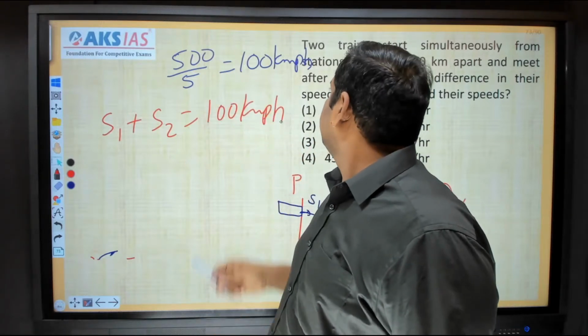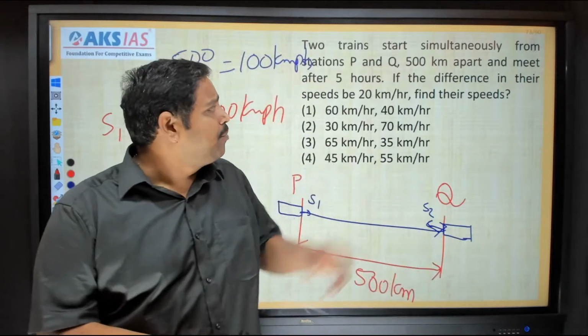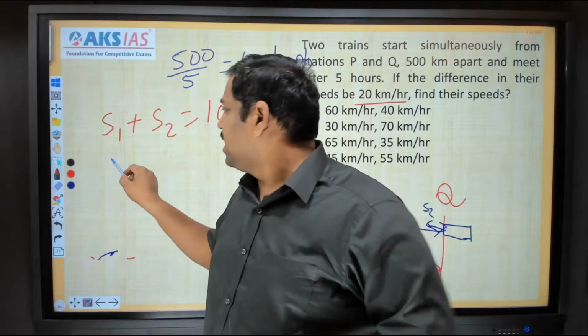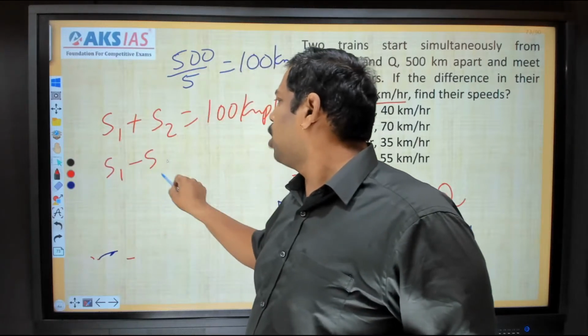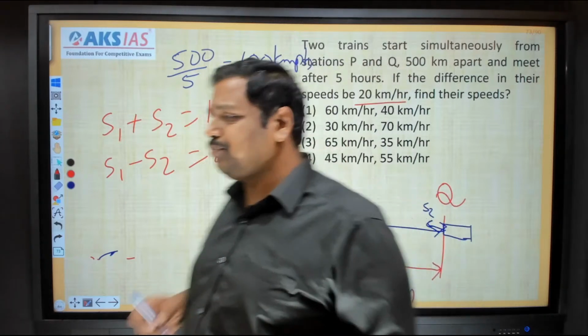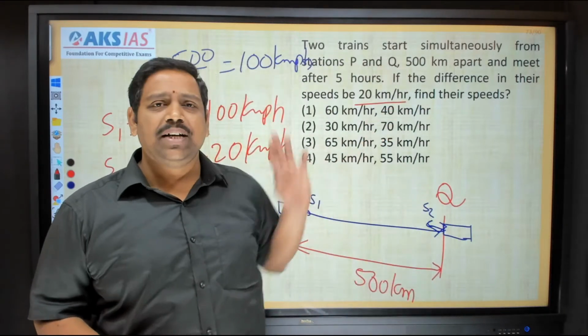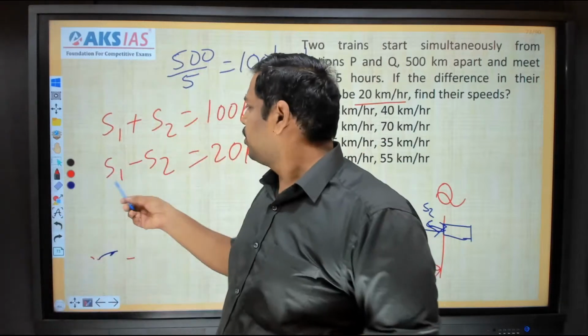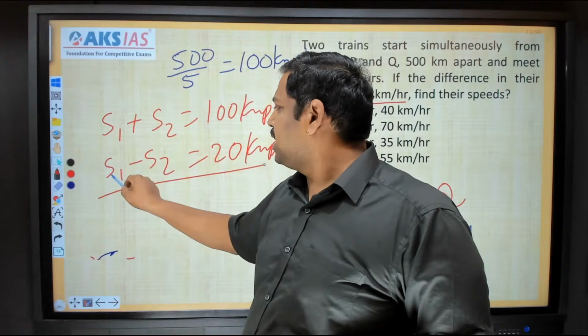The next point: the difference in the speeds is 20 kilometers per hour. Difference means S1 minus S2 is equal to 20. Now he is asking to find their individual speeds. You can go with options or just add both.